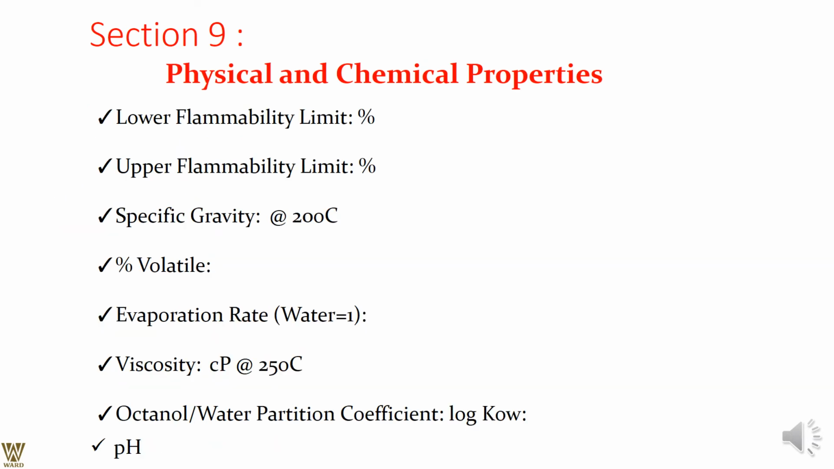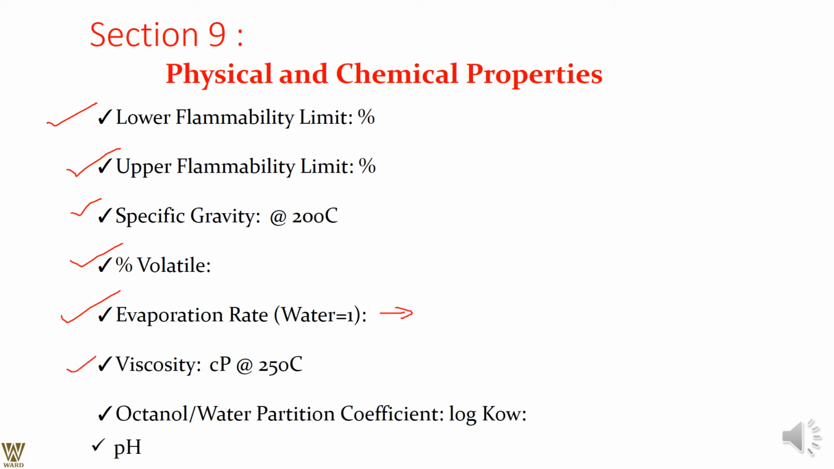We'll continue with the physical and chemical properties. Now we'll talk about the flammability concept. What are the flammability limits? At what percentage is the lowest end, the lower limit? What is the upper end of the flammability limits? Then the specific gravity, the solubility, the percentage volatile, and the evaporation rate, with water being the reference. Apart from it, at what rate will it be evaporating?